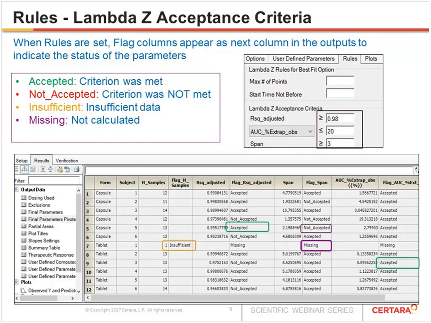And then in that column, it lists text of either accepted, which means you met the criteria, not accepted, so you did not meet the acceptance criteria, insufficient data, or missing. And so missing means maybe the parameter wasn't calculated. So the acceptance criteria is now missing because there's no parameter to compare it to. And so you can see in the display below how you can easily filter out the subjects or the profiles that either meet or don't meet the acceptance criteria.